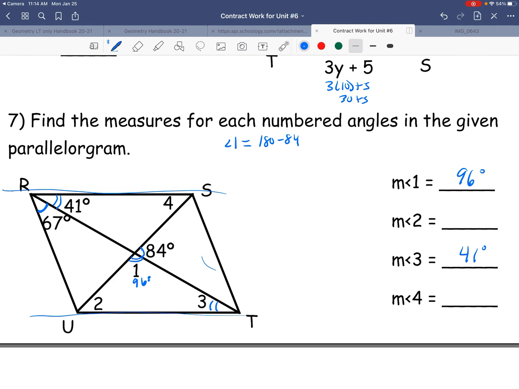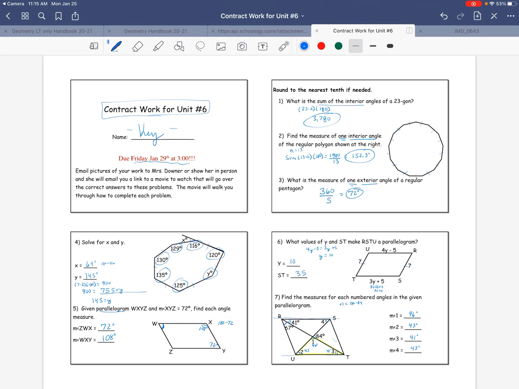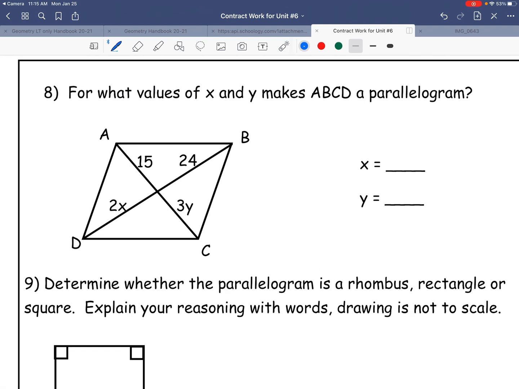Angle 2 and angle 3 form a triangle right here. Those add up to be 180. So 180 minus 96 minus 41 gives us angle 2, which is 43. And if 2 is 43, well, 4 is 43 as well, because they are alternate interior angles. Okay, let's go to the next page, see how you did over here.